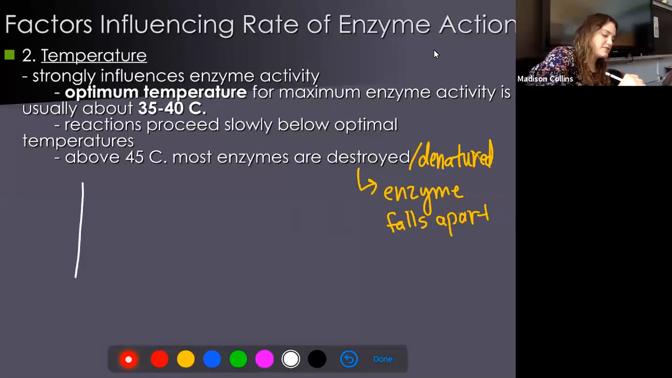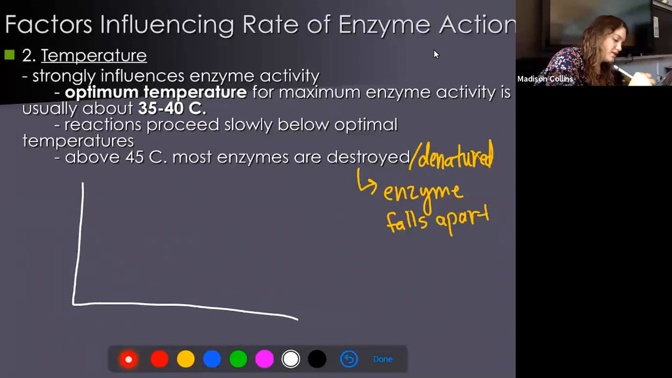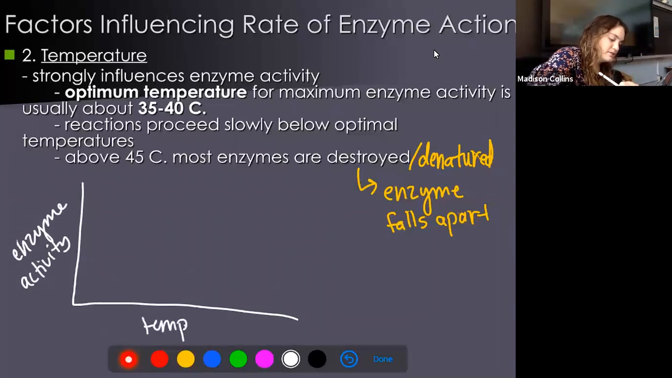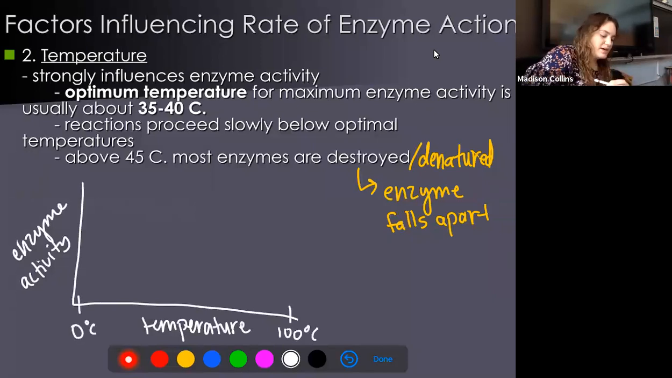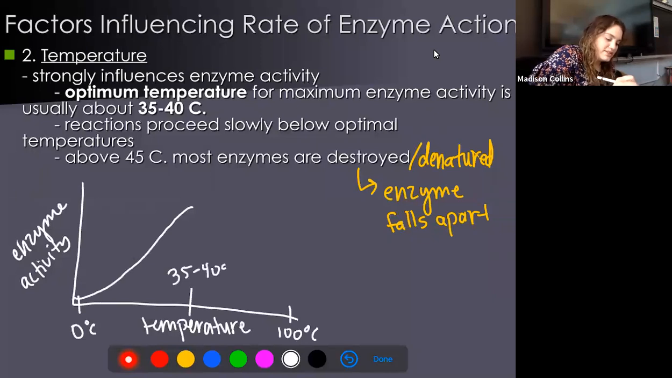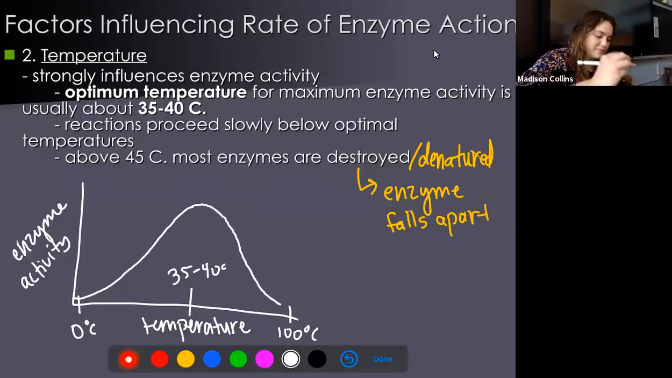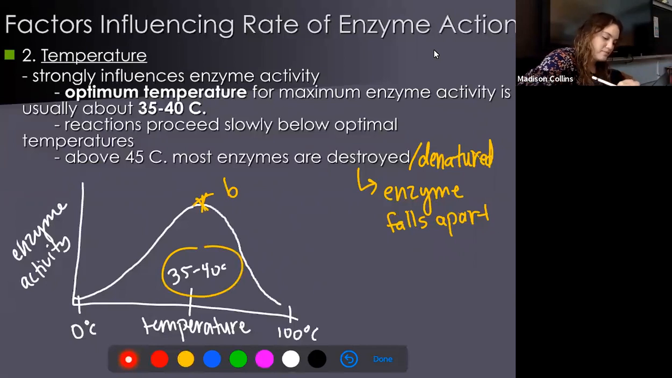So once again, if we were to represent this as a graph, it would look similar to that pH graph, where we see enzyme activity on the left axis and temperature down here. And let's say we've got 0 degrees Celsius, 100 degrees Celsius. So as temperature increases to around 35 or 40, we're going to see enzyme activity increasing. But then after we pass 35 to 40, it's going to start decreasing again. So the optimum temperature, or the best temperature for enzyme activity, is going to be around 35 to 40 degrees Celsius. Okay, so I'm going to put best, fastest activity.